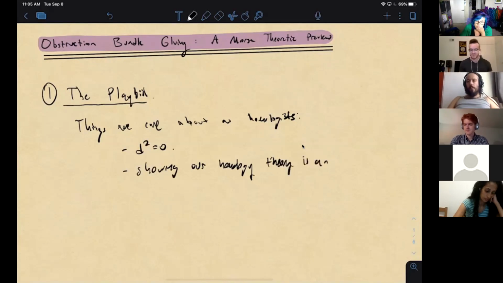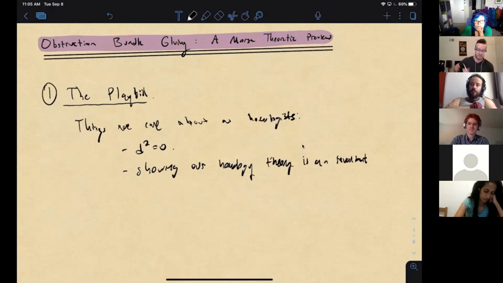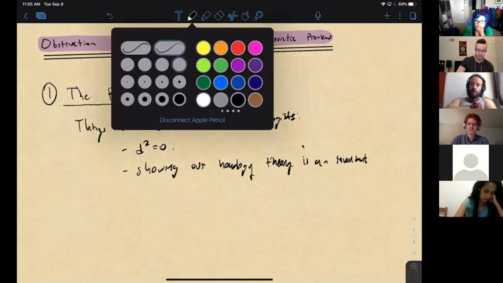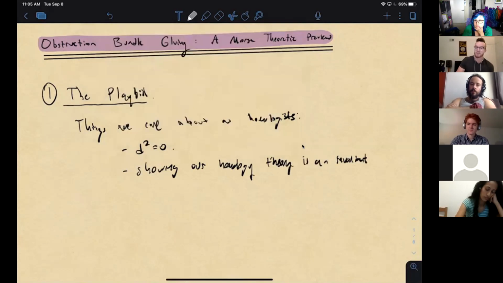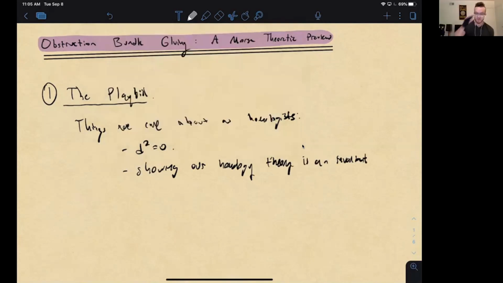There are probably more things you care about as a homologist, but if you can show these two things at the end of the day, you can sleep easy. So let's say these are the two things we care about for now. The claim is that in either of these scenarios, we care about broken flow lines. For example, if we want to show that d squared is 0, we have to study a moduli space of index 2 flow lines or something. And then at the boundary, hopefully we get broken flow lines.